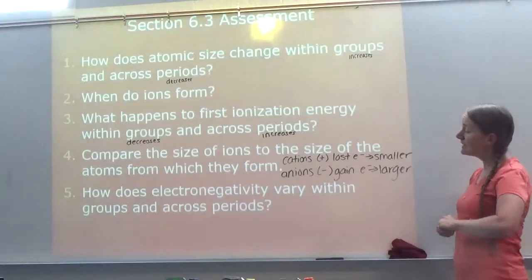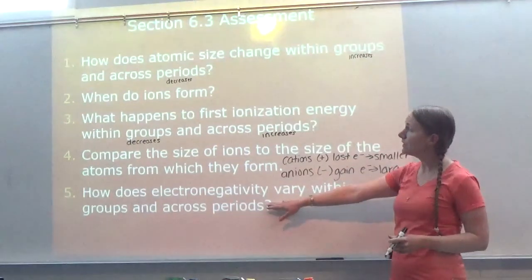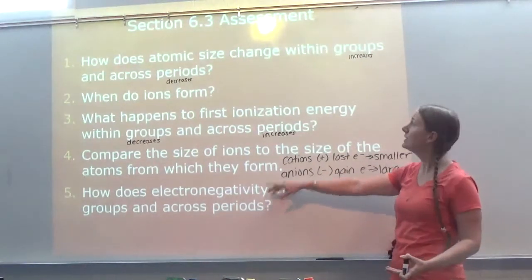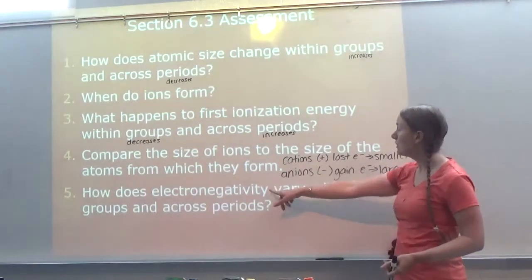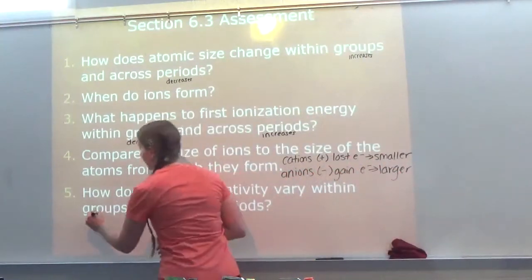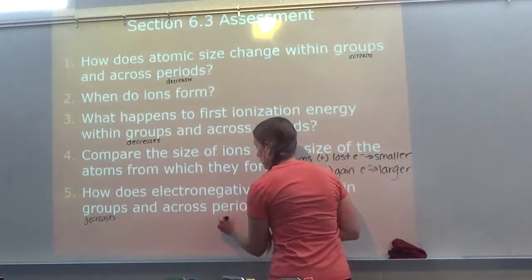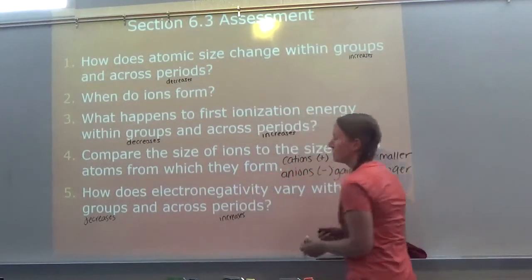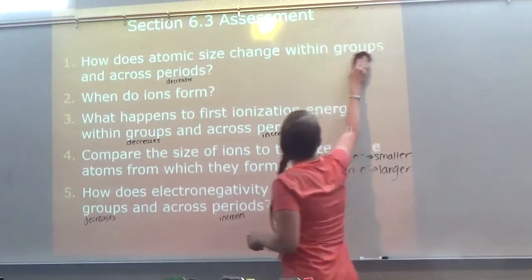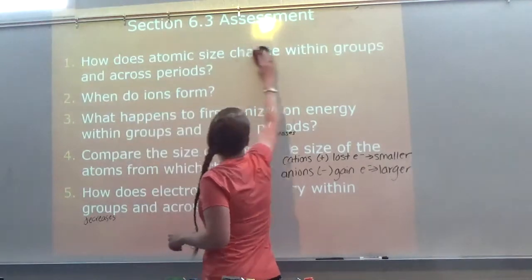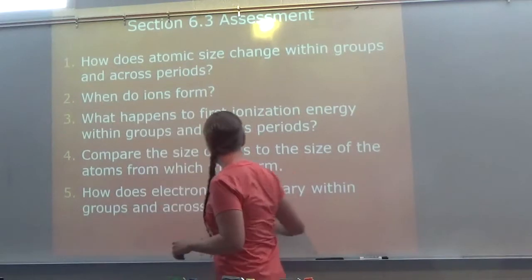So number 5. How does electronegativity vary within groups and across periods? Again, if you remember, ionization energy and electronegativity both follow the same trend, and then atomic radius and ionic radius follow the same trend. So electronegativity decreases as you go down a group and increases as you go across a period. All right, and so those two trends are the same. And then, like I said, atomic radius and ionic radius both increase going down, but that ionic radius gets a little weird going across.